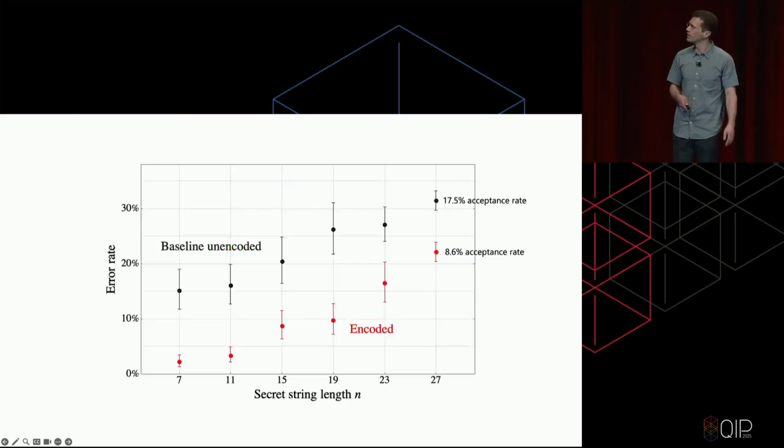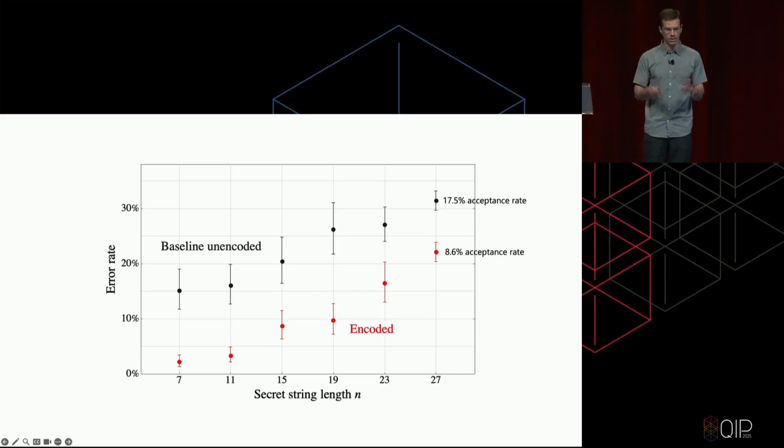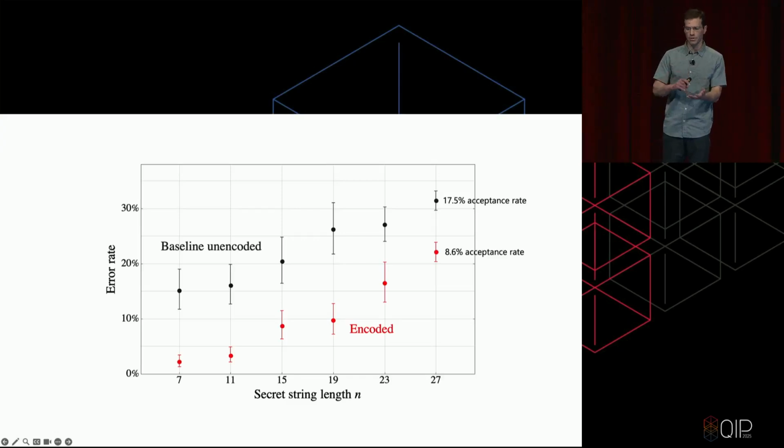So this is what some of the data points look like. We see, for example, with n equals 27, the error rate was maybe 20% for the encoded algorithm versus 30% for the unencoded algorithm. So the encoding helped. But on the other hand, you're trading off the acceptance rate. The acceptance rate was only 9% versus 18%. The 422 code works.